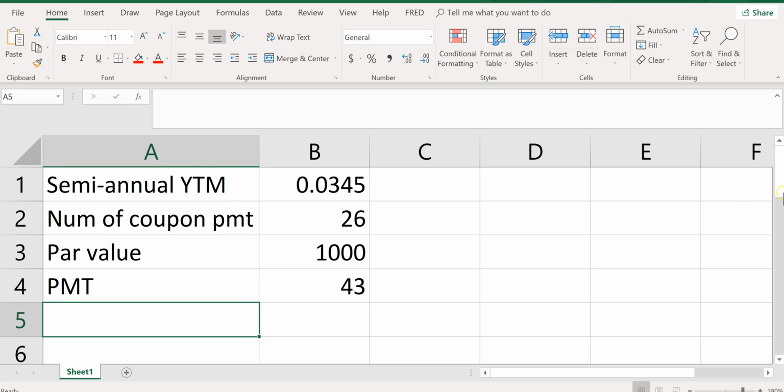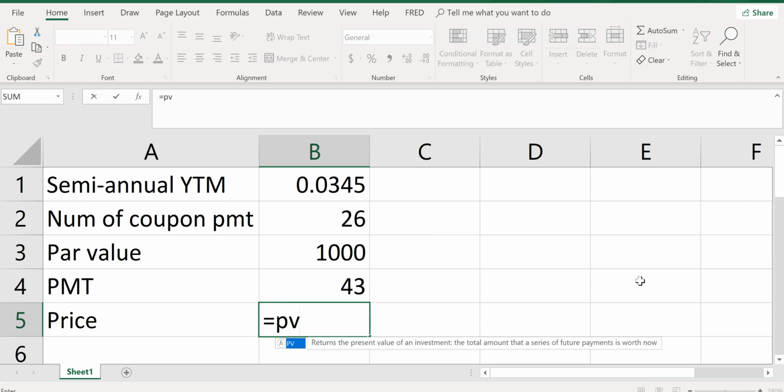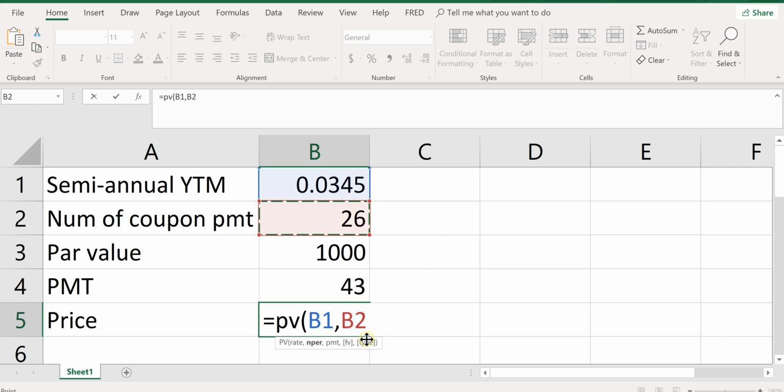And finally, we can use the present value. Price equals present value. Rate here stands for the semi-annual YTM because that's the discount rate in this case. And NPER stands for the number of remaining coupon payments. That's this 26 here. And payment stands for the coupon payment. As we said in question number 1 of this homework, Excel has a convention that if you put the payment and the future value, that stands for the par value, in positive numbers, then the present value will be a negative number. But if you put payment and the future value in negative numbers, the present value will be a positive number.